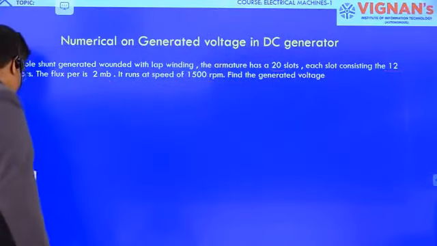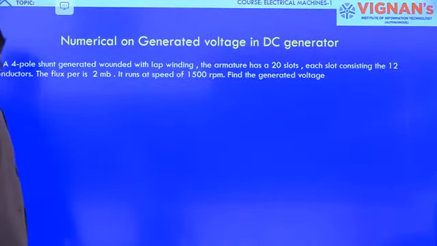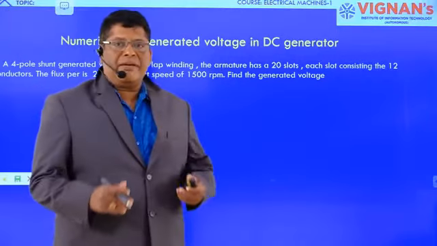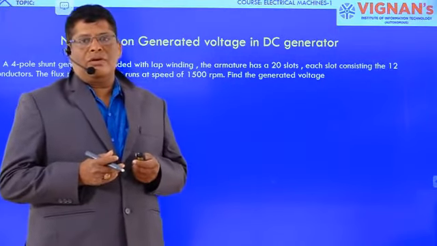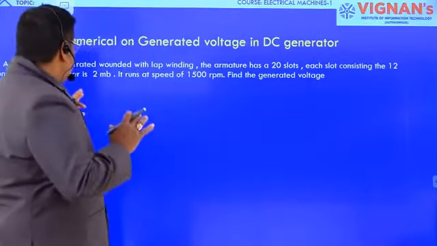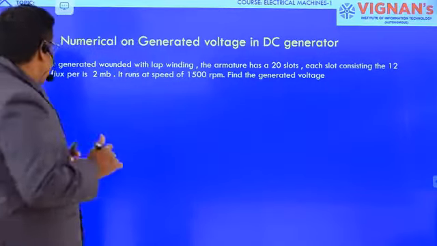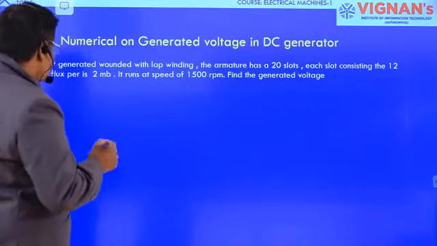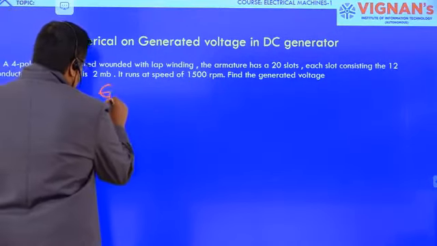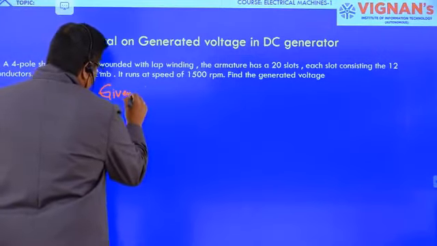See here, already we know the EMF equation in the generator. E is equal to ZNΦ/60 into P/A. Whenever this type of problem is given, try to write the given data, what is given in the problem.